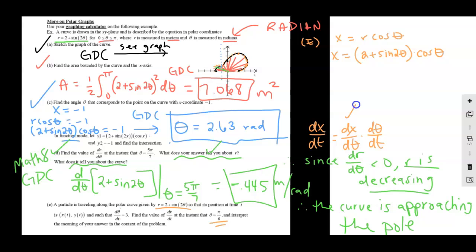I can get dx/dθ, but in order to get everything to line up correctly, I would have to take dx/dθ and multiply it by dθ/dt. That way the dθs cancel, giving me dx/dt. I have to think about this one a little bit harder.